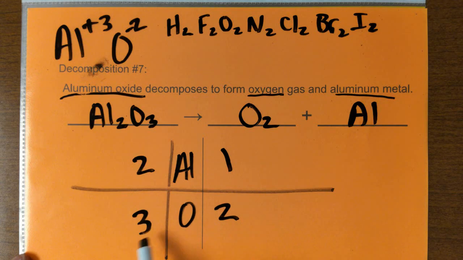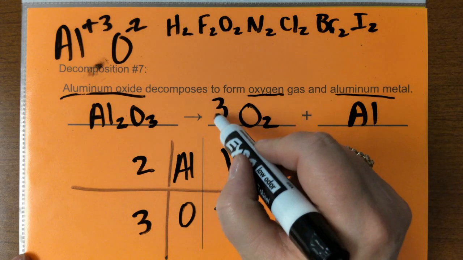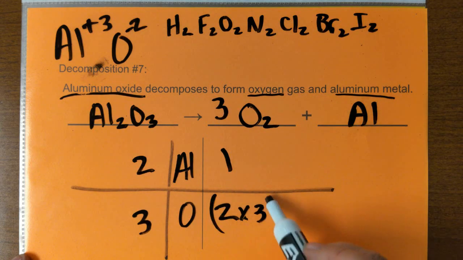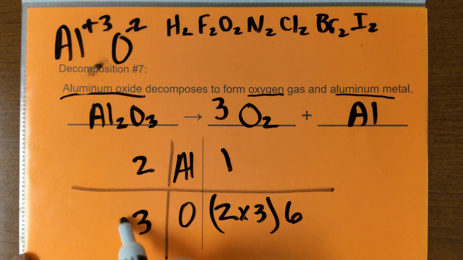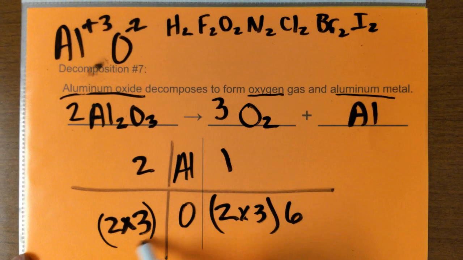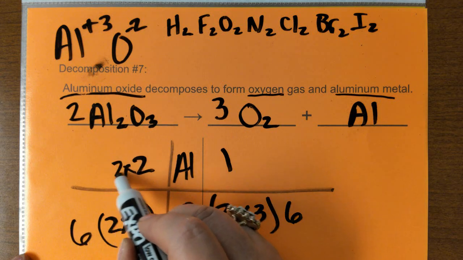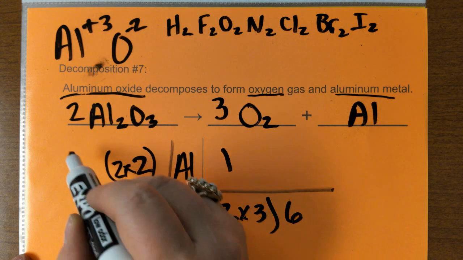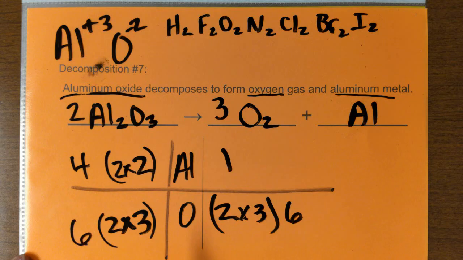So let's start with oxygen. I would need to multiply this side by 3. I'm going to find that, put a 3 there. That gives me 6. I would need to multiply this side by 2, so I'm going to put a 2 in front. That changes this to 6, but I also need to multiply aluminum. So that gives me 4.